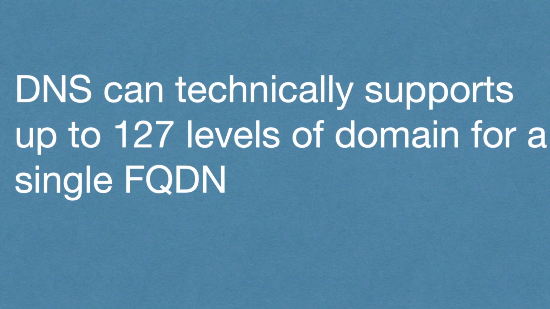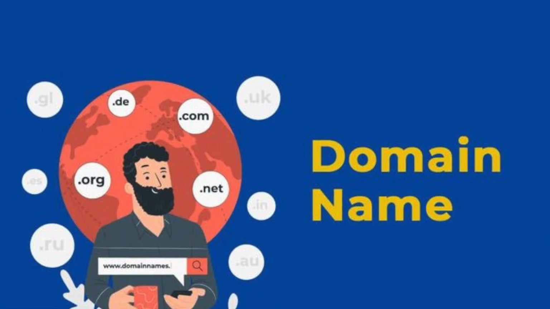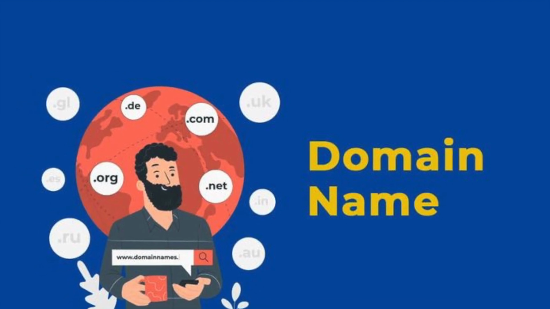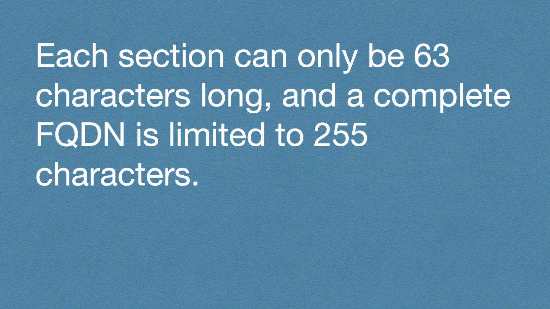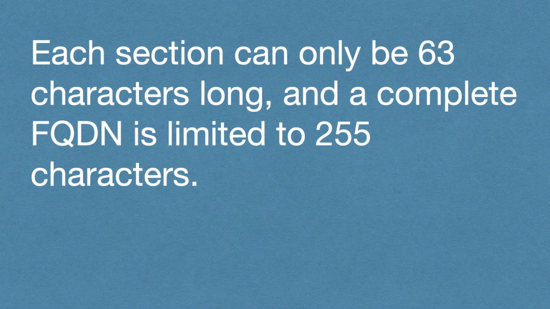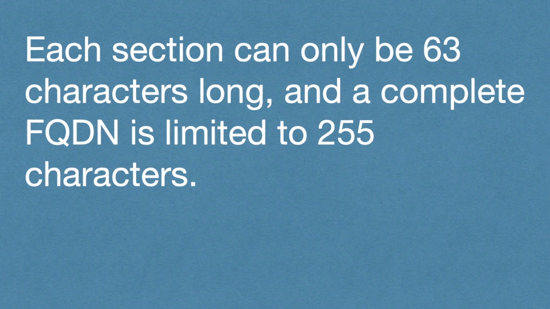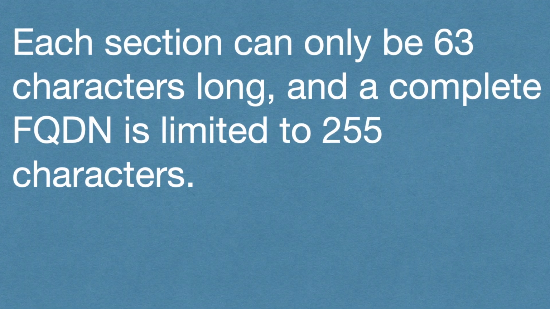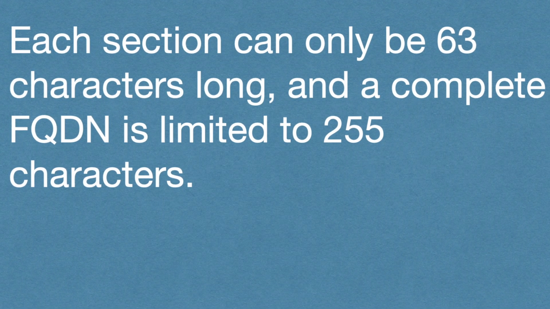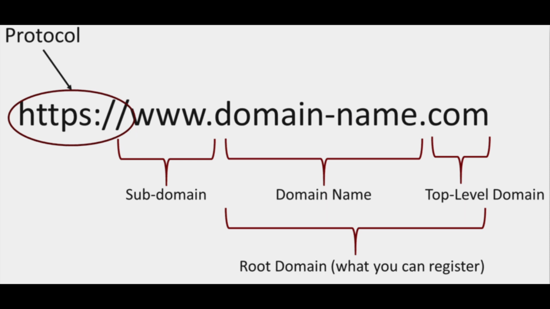That's impressive. Before you go crazy with domain names, there are some restrictions. Each section can only be 63 characters long, and a complete FQDN is limited to 255 characters. So, there are some rules to keep in mind. And there you have it, the ins and outs of domain names. Next time you type in a web address, you'll know exactly what each part represents.